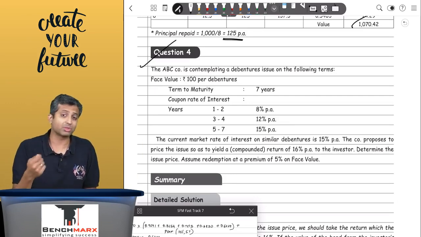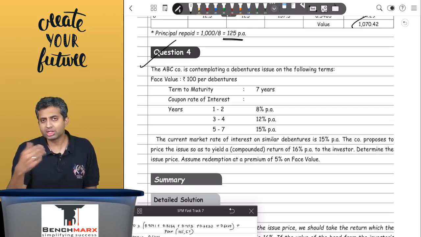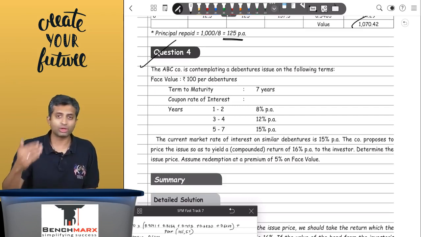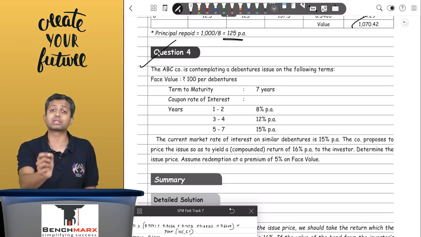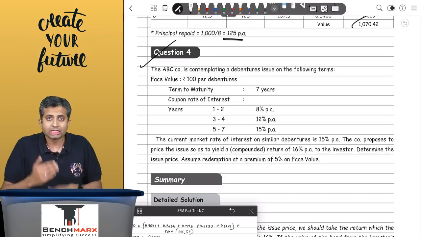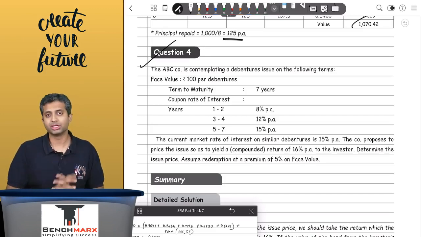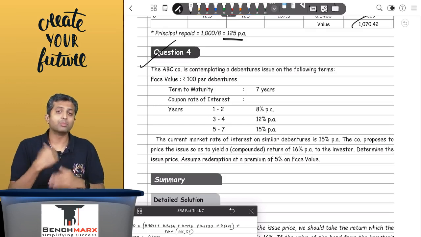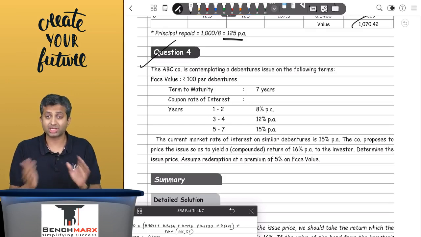However, if I am doing it from the company's perspective, who is deciding to price the issue, the company might decide on a rate of return that it wants to give to the investor, let us say 11%, in which case if the question asks you to calculate the issue price, that is the price at which the company should issue the instrument, that will be based on the rate that the company wants to give to the investor. In general, the company wants to give to the investor the rate that the investor expects.